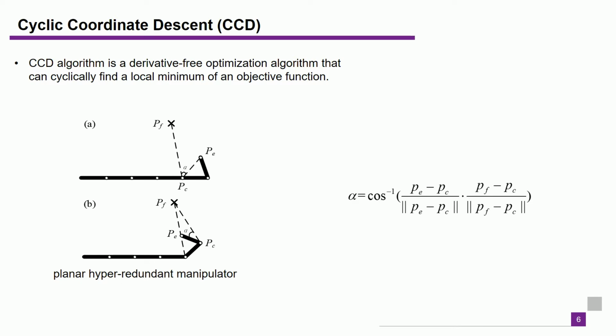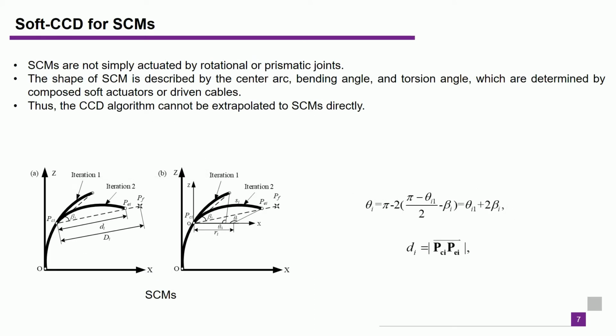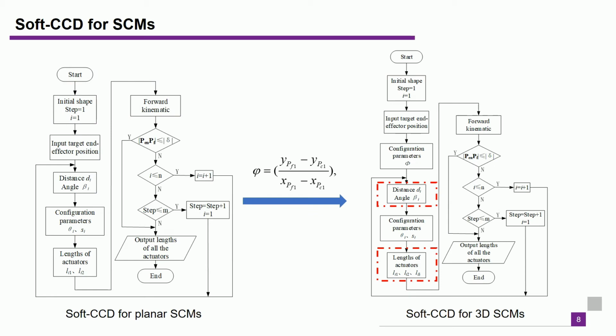Since SCMs are not simply actuated by rotational or prismatic joints, and the shape of an SCM is described by the center arc, bending angle, and torsion angle, the CCD algorithm cannot be extrapolated to SCMs directly. To find the target position, the Soft-CCD algorithm calculates the bending angle and selects a suitable length of the center arc for the planar SCM. The details of the Soft-CCD algorithm are shown in these flow diagrams.